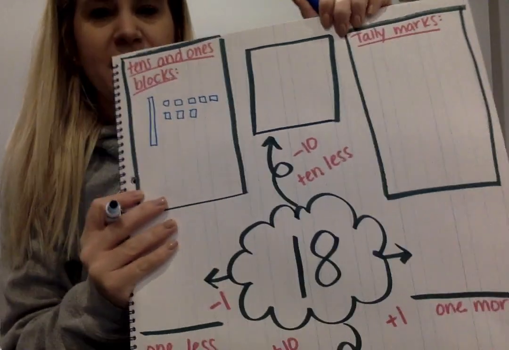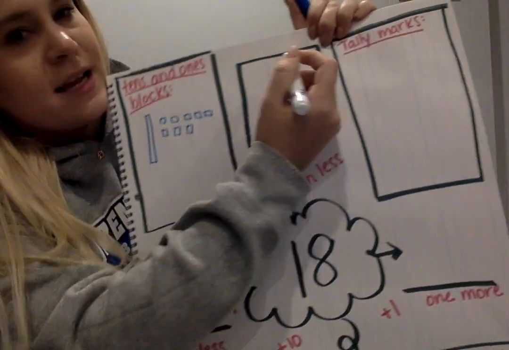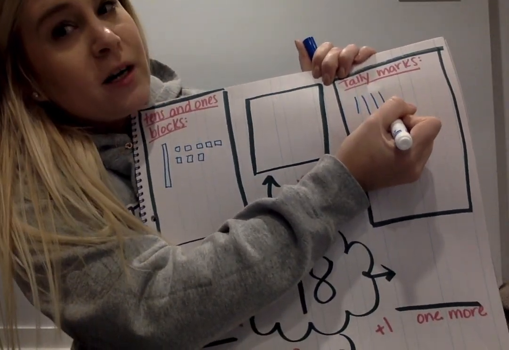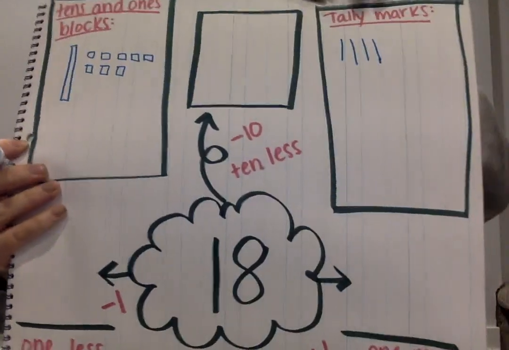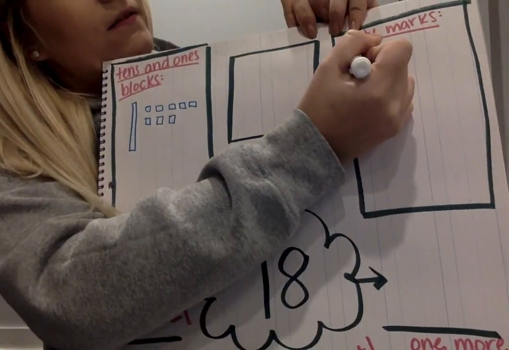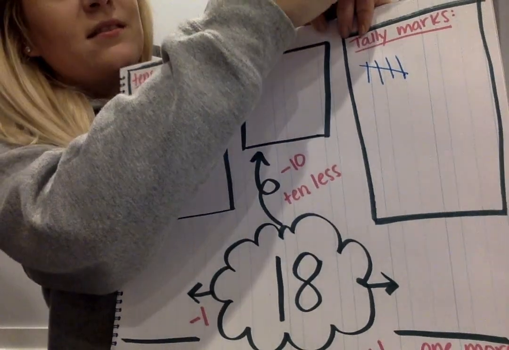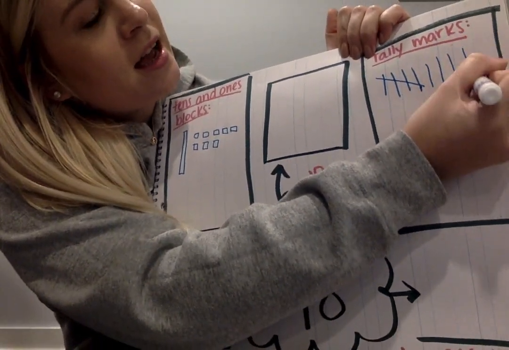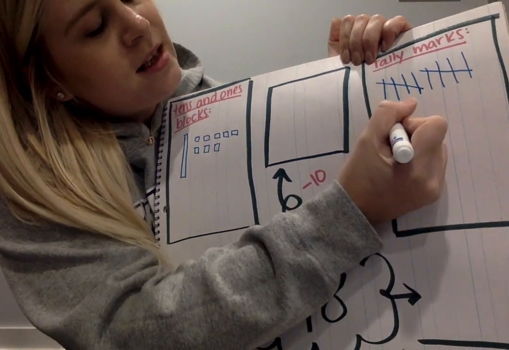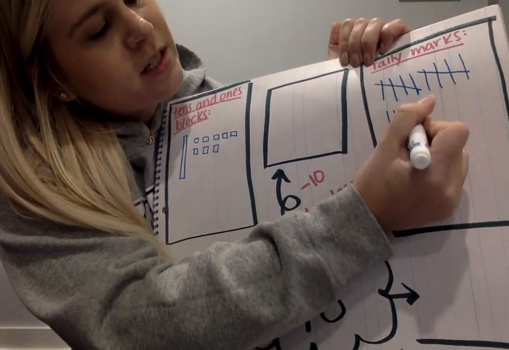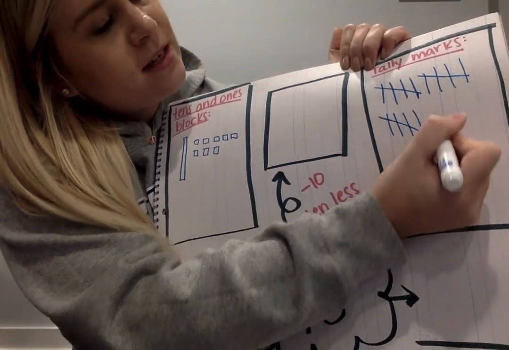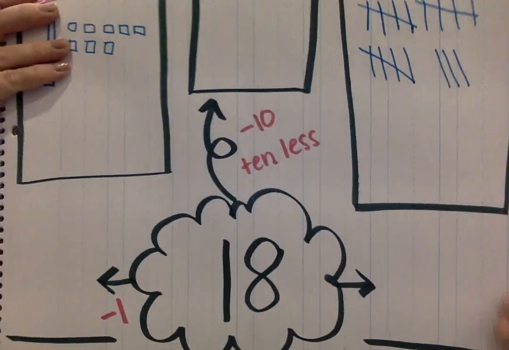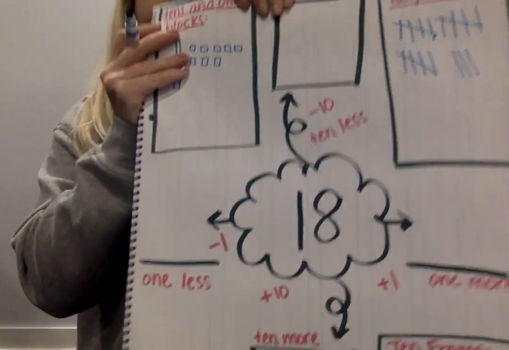How can I make it with tally marks? Let's count it out. 1, 2, 3, 4. Do you remember what we do when we get to 5? 5, 6, 7, 8, 9, 10, 11, 12, 13, 14, 15, 16, 17, 18. There's 18 in tally marks.